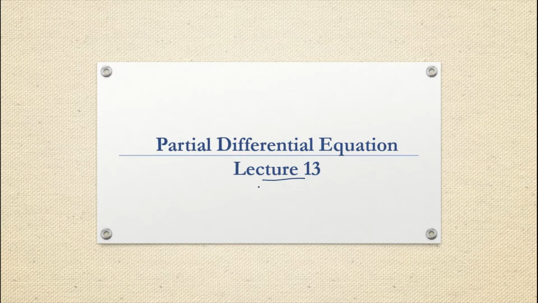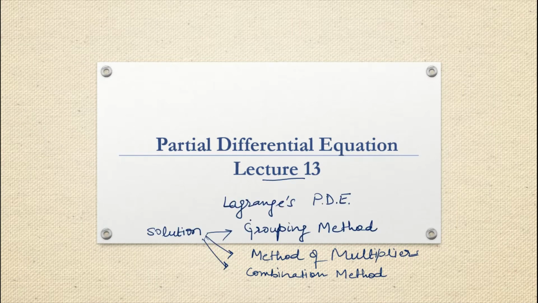So for the last three classes we have been seeing Lagrange's form of partial differential equation, correct? By now we are done with the concept of Lagrange's partial differential equation, the solution by the grouping method, by the method of multipliers, and last class we saw the combination method, correct?